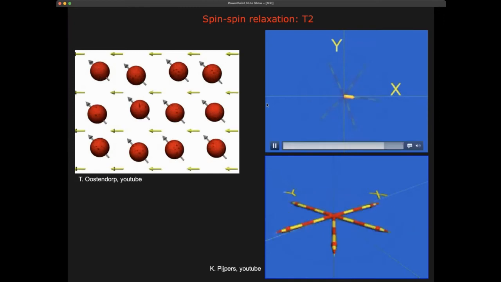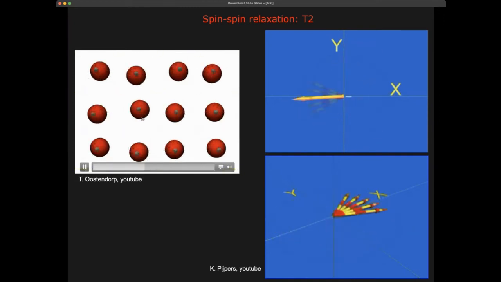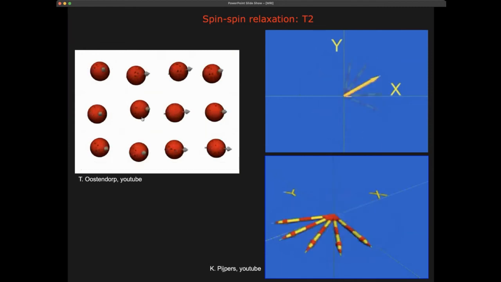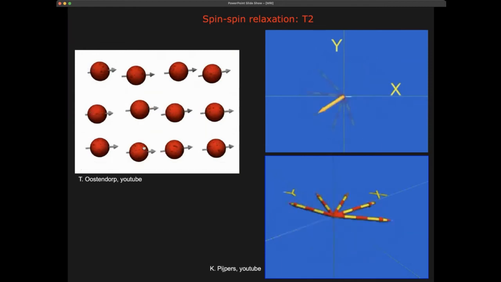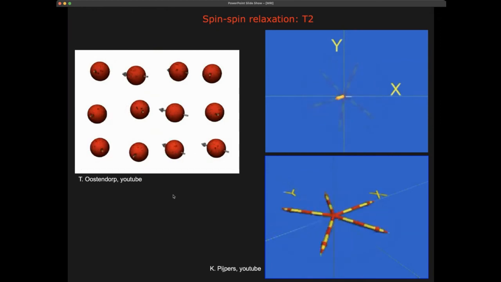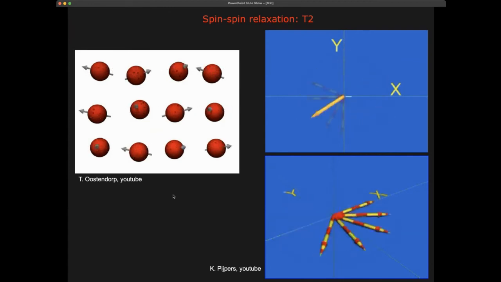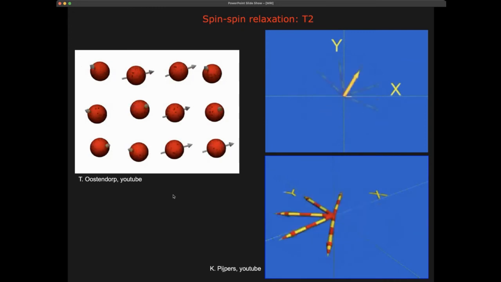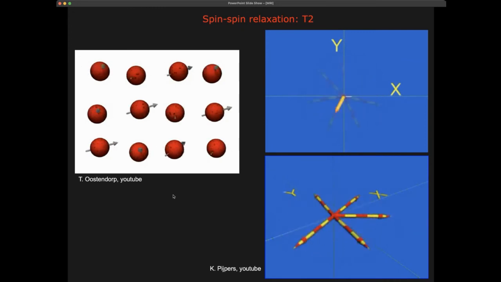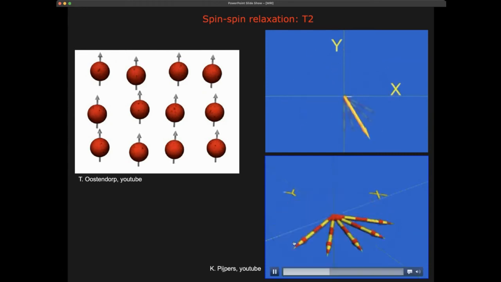And so that means that after a while, while first they are rotating with exactly the same phase, because some are rotating at a faster speed than the others, they are dephasing. So the position that they're pointing at in the XY plane, that's important, the position that every single proton is pointing at starts to change after a while. And that's what you see here.